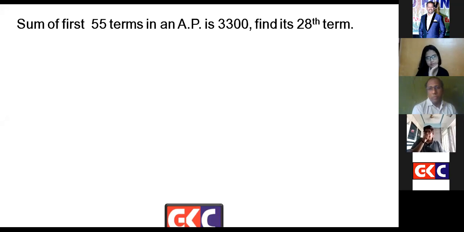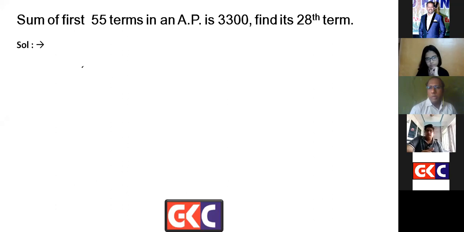Now the problem is, only one thing is given to us. How to deal with it? How will I solve this? Because for the sum I need two terms, but here they just gave me one particular term. So here they just gave me S55, which is 3,300. What do I do next? There is nothing to do further right now.